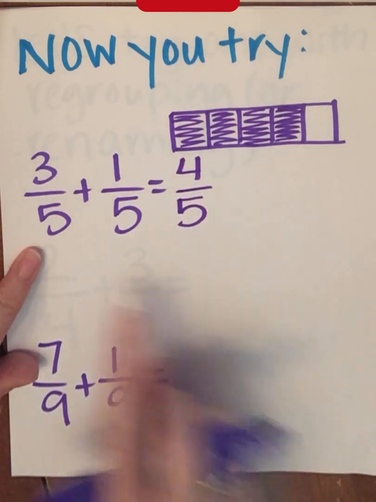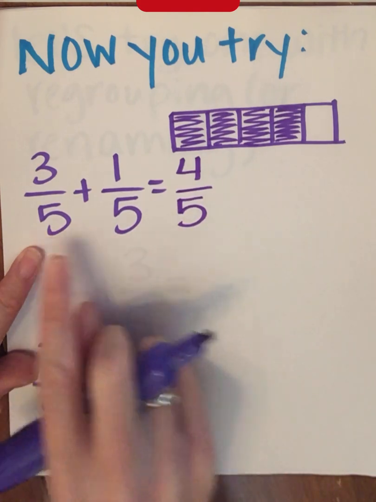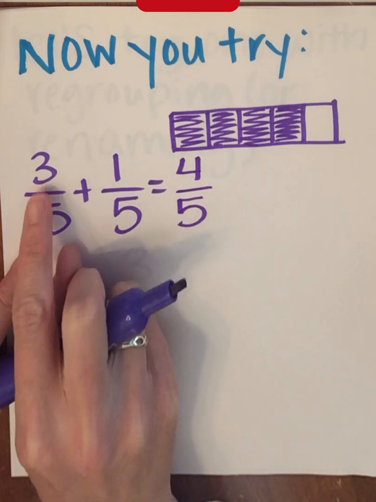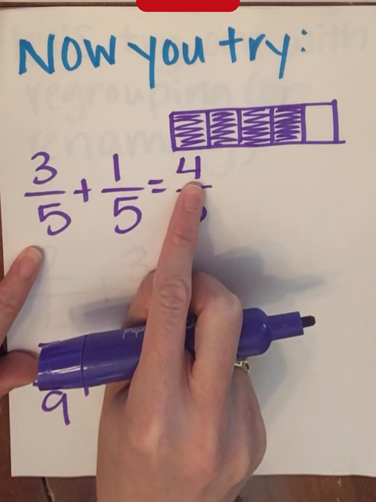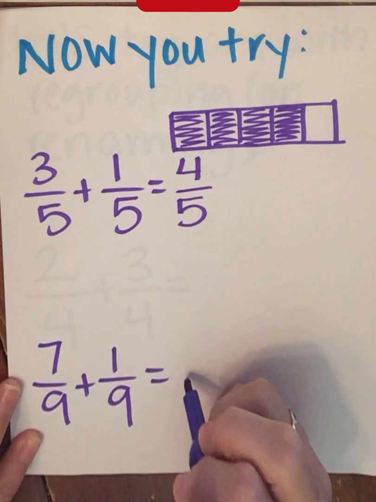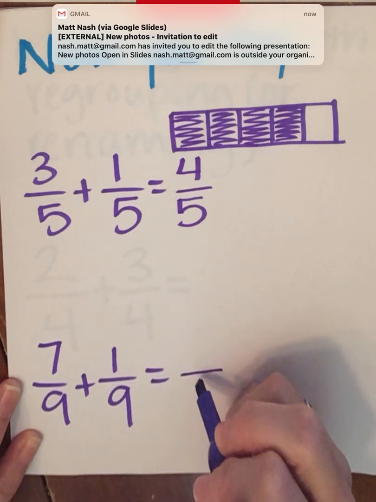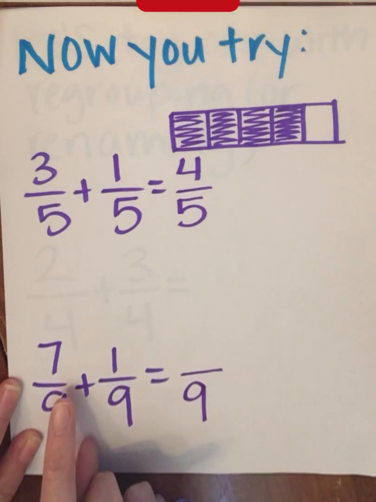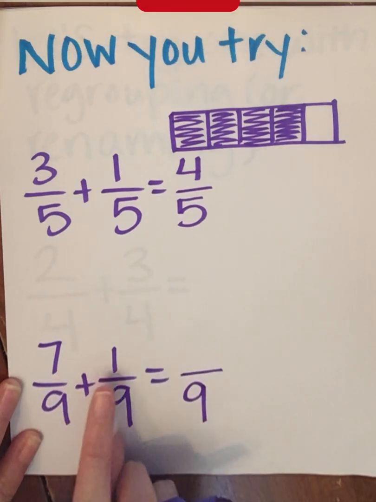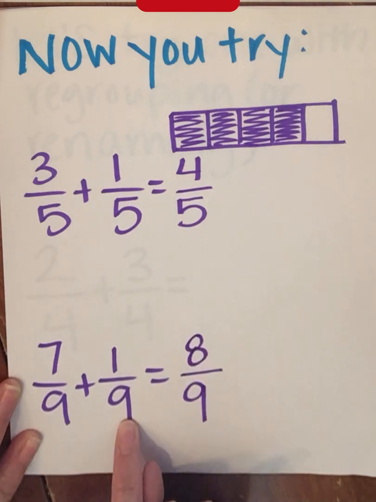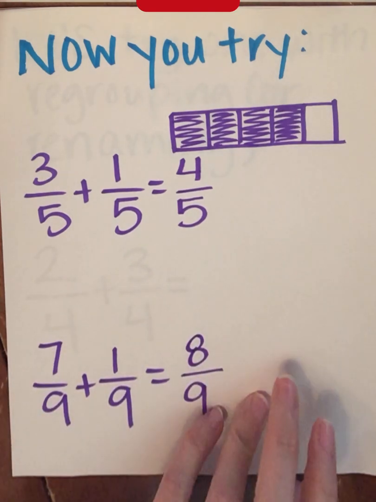Now, again, if you notice, I didn't change my denominator. My denominator stayed the same all the way across. I'm adding 3 plus 1, which gives me the number 4. So let's take a look at this problem right here. This time, instead of drawing my model, I'm going to draw my line that separates, and I'm going to write the 9 right here, the denominator on the bottom. Now on the top, if I add 7 plus 1, I get the number 8. So 7/9 plus 1/9 equals 8/9.